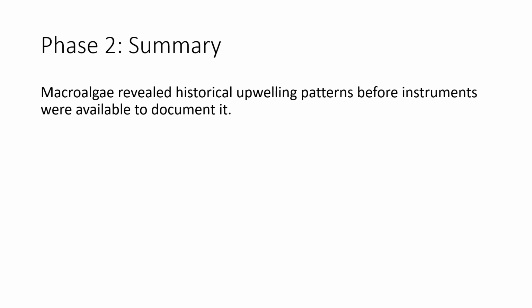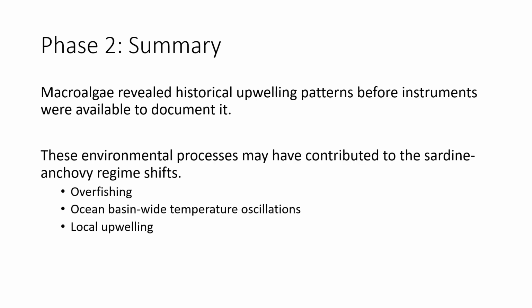So in summary, for our case study, macroalgae revealed historical upwelling patterns that are predicted by these broader theories before instruments were available to document it. These environmental processes may have contributed to the sardine anchovy regime shifts. Overfishing was originally understood to be the cause of the mid-century sardine crash before researchers described these ocean basin-wide temperature oscillations. And then local upwelling as well, which our macroalgae documented.